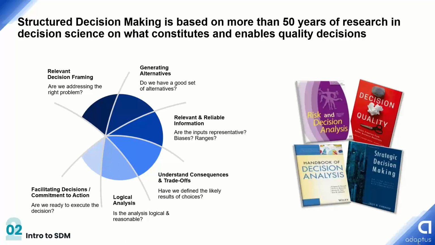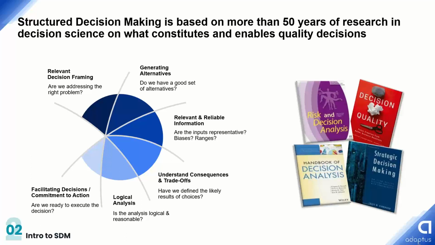Coming up with creative, doable, credible alternatives. So different ways in which that problem or opportunity can be solved or realized. Having relevant and reliable information. So having a knowledge base that enables us to understand those choices in the context of solving that problem.